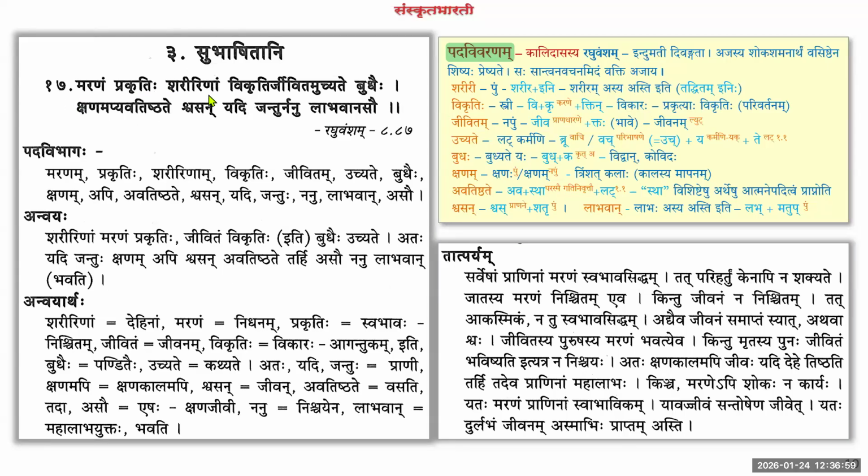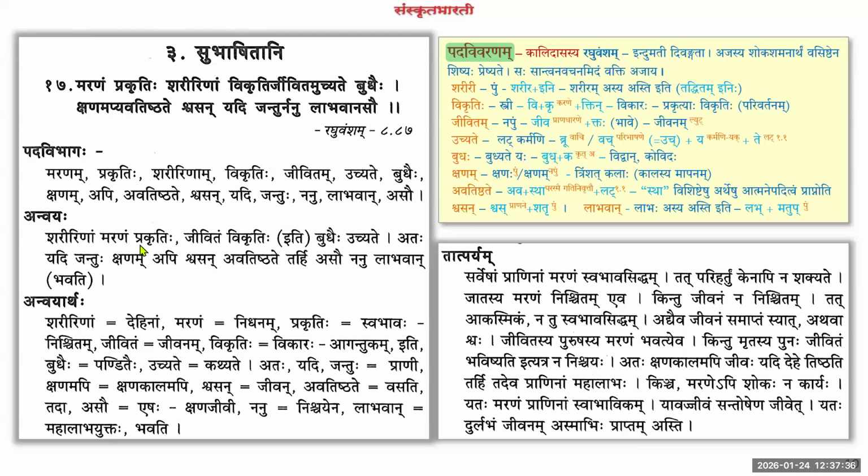Beautiful. Maranam prakritihi sharirinam vikritir jivitam uchyate budaihi kshanamapyavatisthate shvasanyadi jantur nanu labhavanasau. This is again what we call rhetorical closure. There is a type of alankara there; I'm not good enough to remember. This nanu type of thing is an alankara. Rhetorical closure is an alankara. Anyway, padavibhagaha, you guys do it very straightforward. Nothing there. Vikritir jivitam repa, visargasya repa. You guys know the tricks, no?